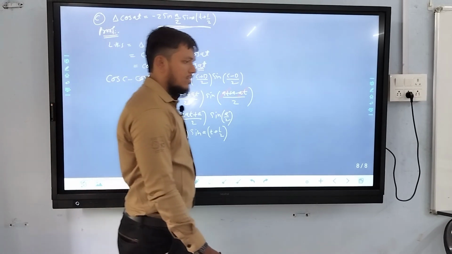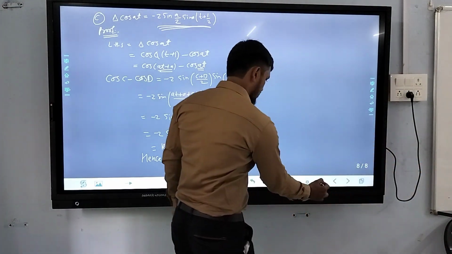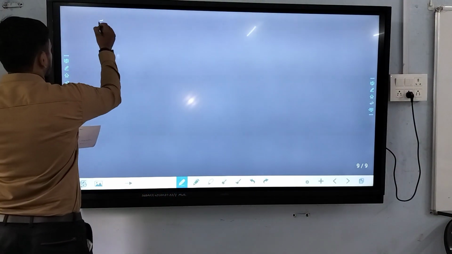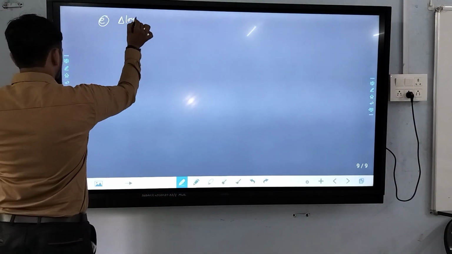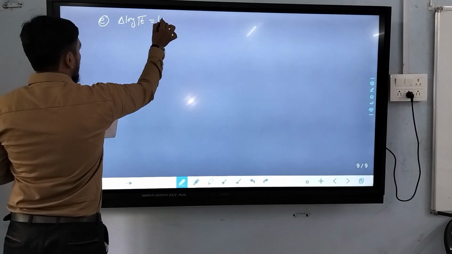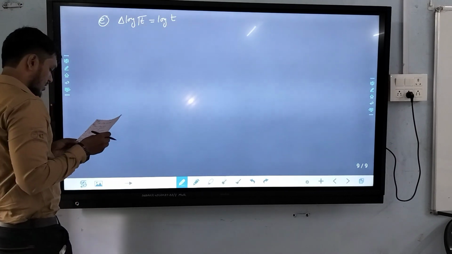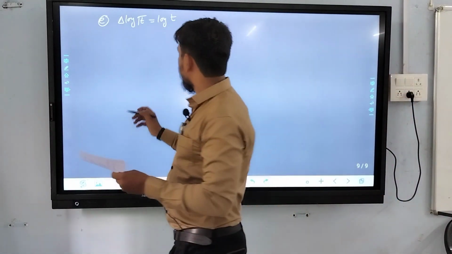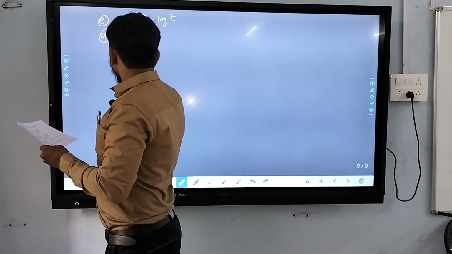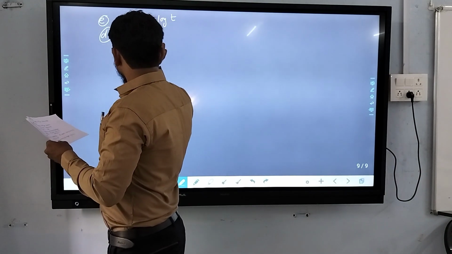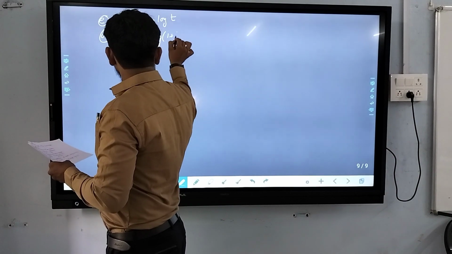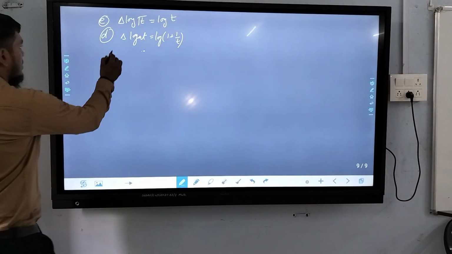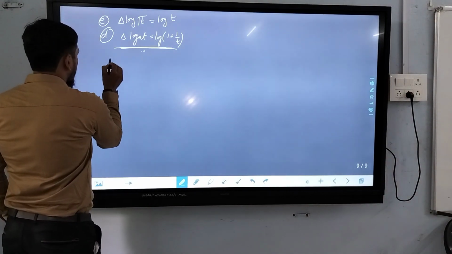Now in the last part of the theorem we have to prove that delta log gamma t is equal to log t. There will be another part of the theorem also. This is the d part. This is delta log at, which is equal to log(1 + 1/t). See the proof of this part.